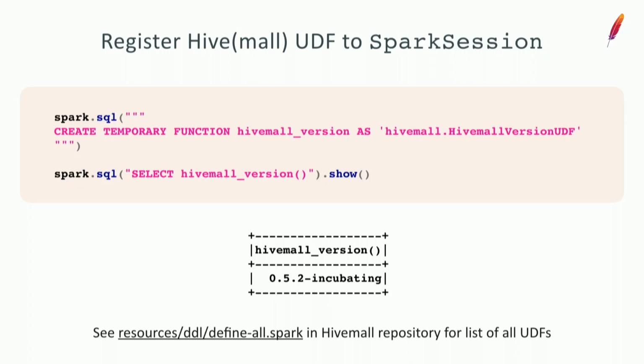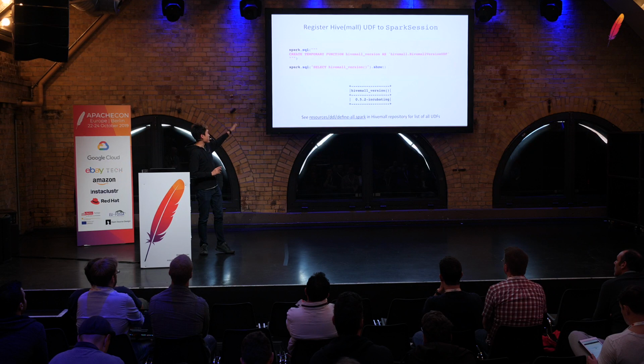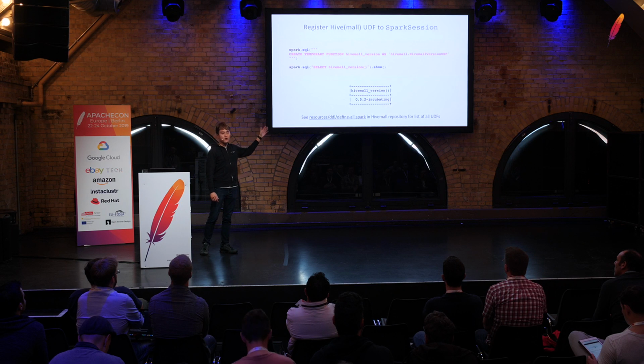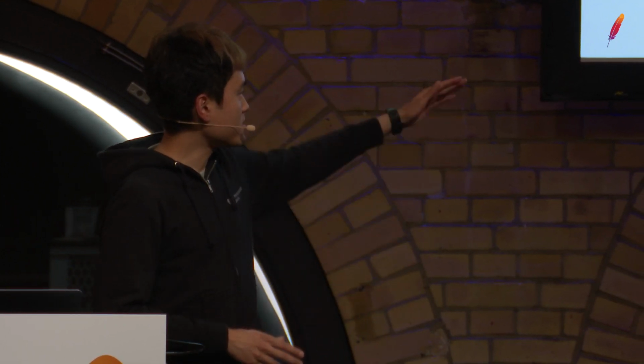So let's try to load the function from the path of the UDF. And eventually, you have access to the user-defined function. From your SparkSession, spark.sql, and the SQL statement comes here: select hivemall_version, and you want to see the result. And you can get the result. It says the Hivemall version is 0.5.2 incubating. The list of available functions is in the Hivemall repository, so if you are interested in the details, you can see it.